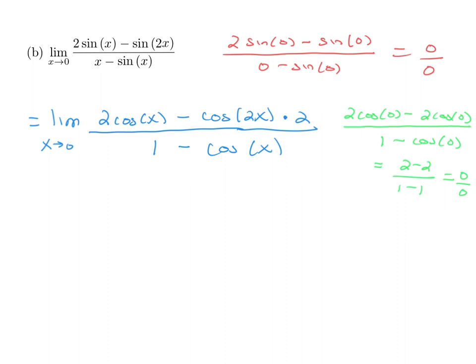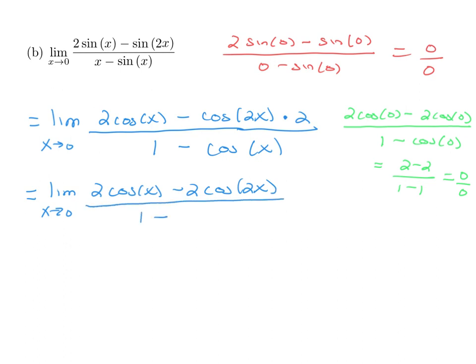If the new limit we get exists, it'll be equal to this one, which will be equal to this one. I'm going to rewrite this by putting the 2 first. This isn't essential, but I like to rewrite it. We have the limit as x goes to 0 of 2 cosine x minus 2 cosine 2x. That's all divided by 1 minus cosine x. I'll now apply L'Hopital's rule. For the derivative of the top, okay, cosine goes to negative sine. Therefore, the first one is minus 2 sine x.